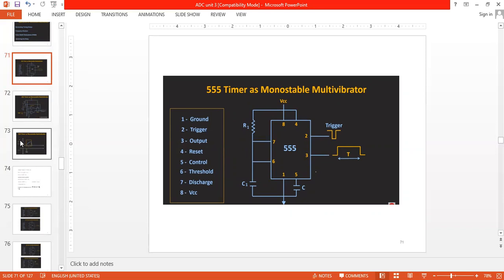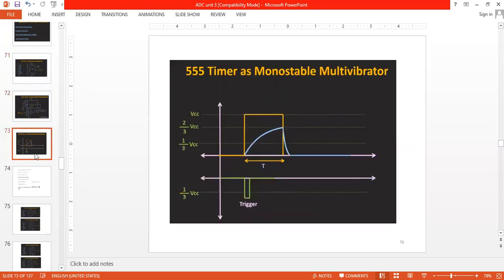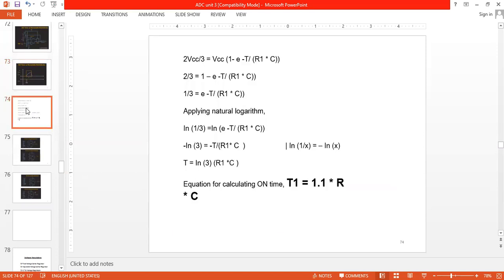So that waveform will define the comparison between comparator 1 and 2. So whenever the trigger is applied, comparator 2 will be enabled. So the output gets the sampled value. In the output, a pulse will be generated. So this is the circuit. This is the 555 timer as the monostable multivibrator circuit. So this is the time period for the monostable multivibrator, that is T is equal to 1.1 into RC.